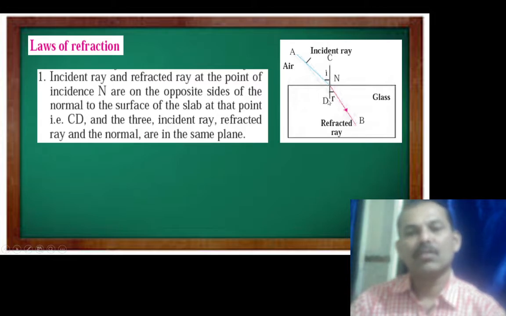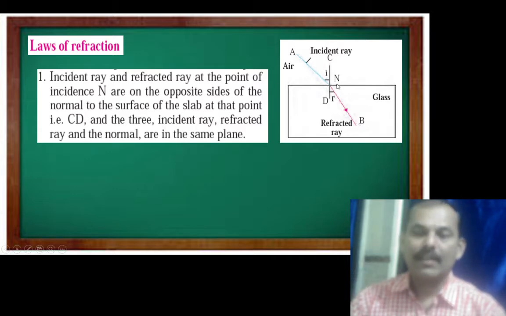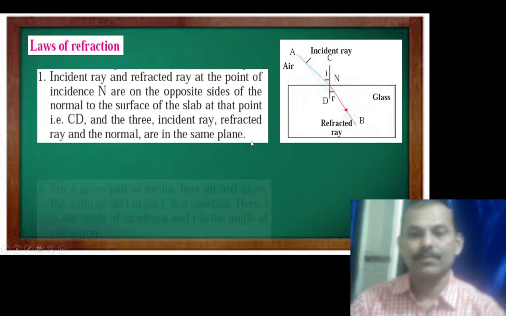If you see, this is the normal, and this side of the normal is the incident ray and this side is the refracted ray. Means the incident ray and refracted ray are on opposite sides of the normal. And in the second point, the three, that is incident ray, refracted ray and normal, are in the same plane.